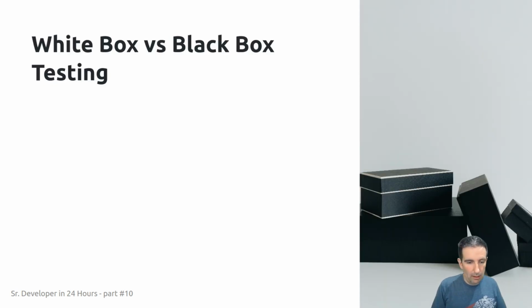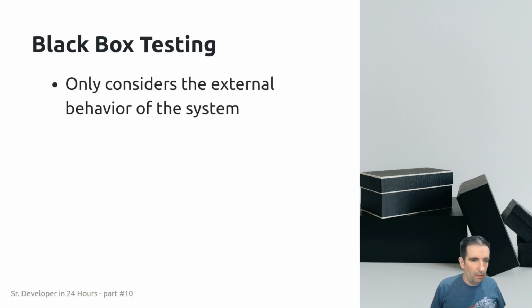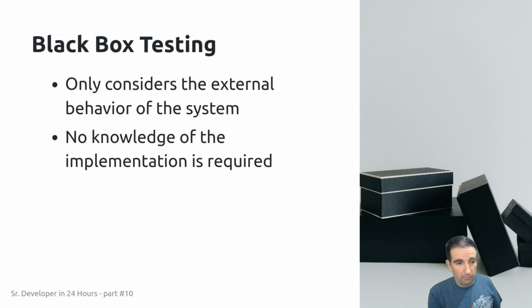All right. Now let's talk a little bit about some of the different types of testing that we have. Most testing strategies can be considered either white box or black box testing. So let's take a look at black box testing. When we're talking about black box testing, we're only considering the external behavior of the system. When we're writing these kinds of tests, we don't need to have any knowledge of the implementation. We only care about what goes into the system and what is the behavior of that system.